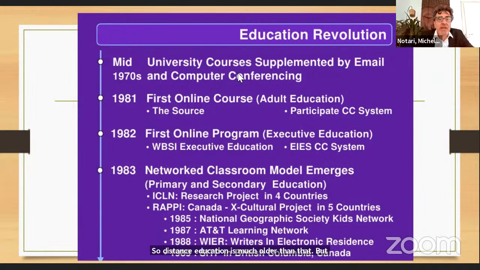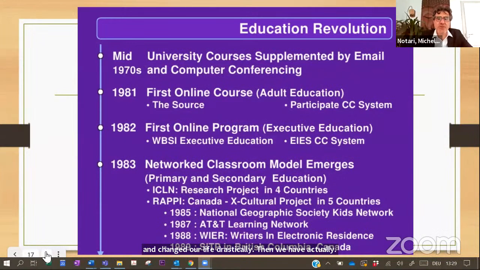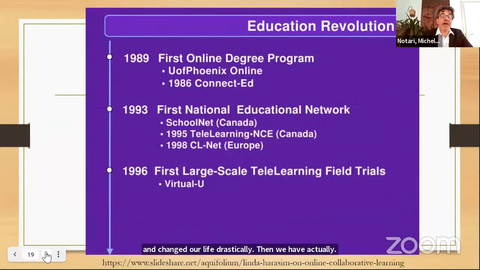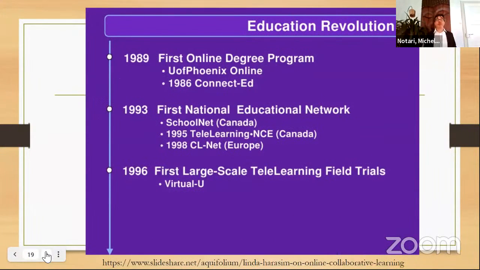And then we have different phases. First online course, 1981, a program in 1982, network classroom in 1983. So long before the internet really hit the world and changed our life drastically. Then we have the first large scale online course in 1989, and now we come to the first national educational network in 1993.